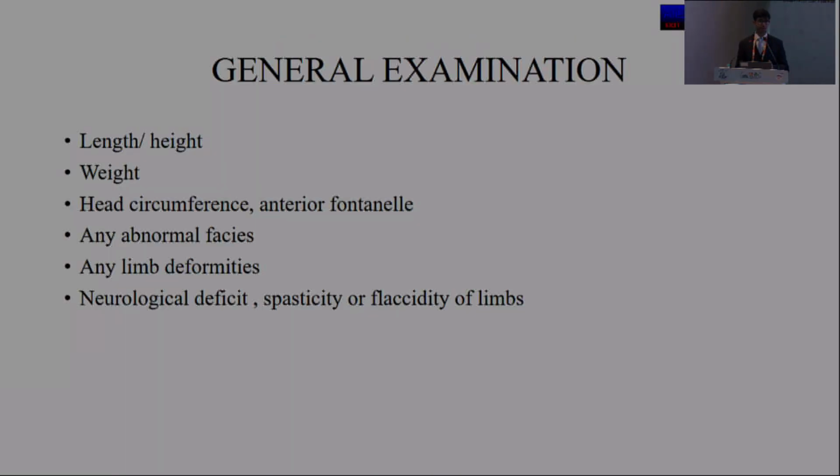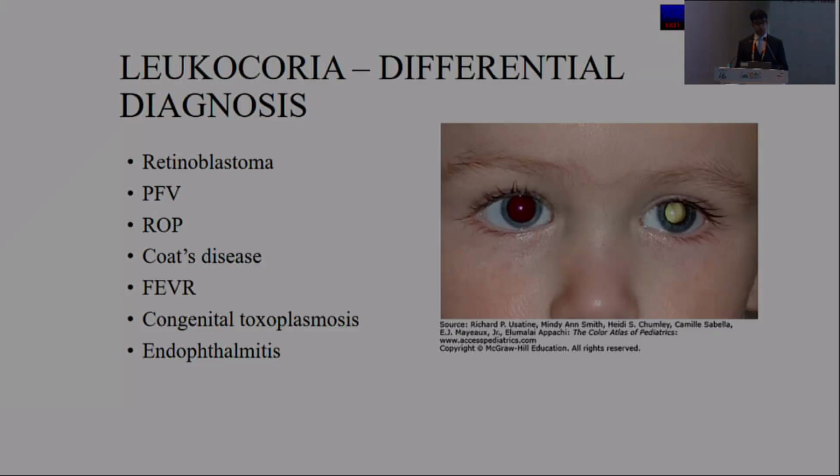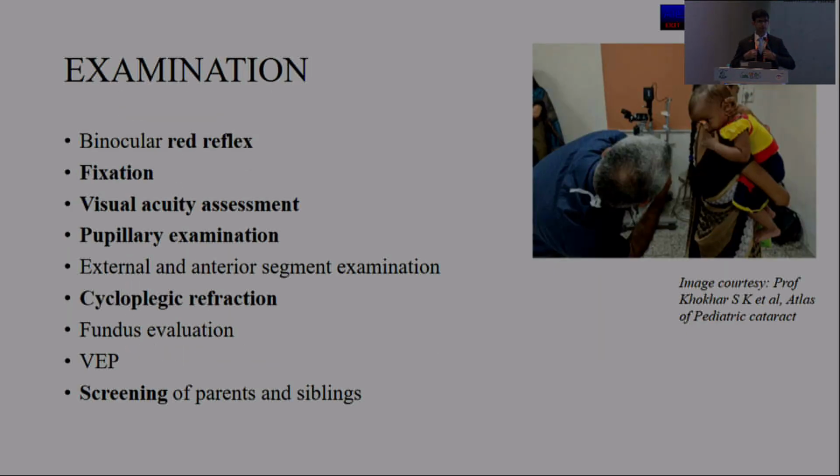And general examination is very important. As we have seen, there are certain metabolic causes associated with these cataracts. Like this is a case of microcephaly seen in congenital rubella syndrome. Leukocoria, whenever the kid presents, we have to keep other differentials in mind as well, including retinoblastoma, PFV, ROP, and Coats disease. And examination includes primarily doing a distant direct ophthalmoscopy first, having a good assessment of the red reflex. Visual acuity assessment has already been discussed in detail.